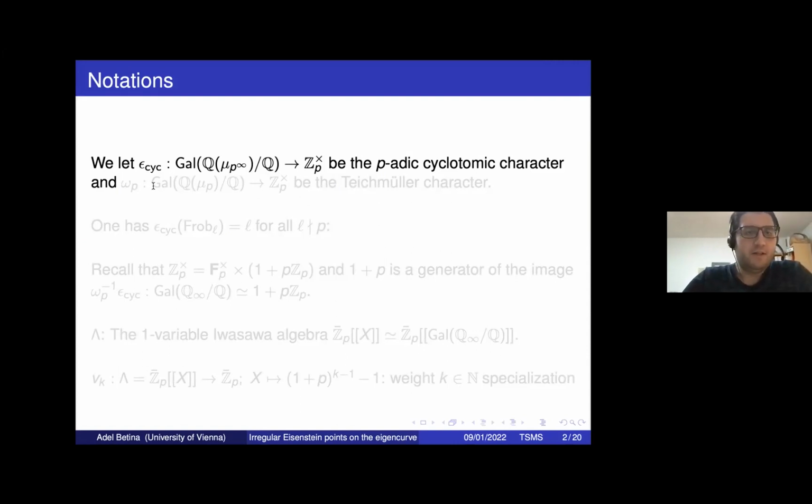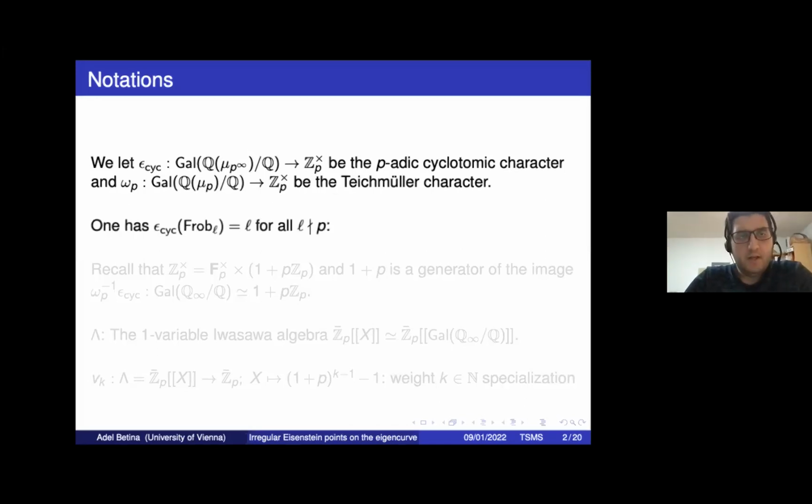So I start with a character called the p-adic cyclotomic character. Here, I adjoin to Q all the p^n-th roots of unity. I get a Galois group isomorphic to Zp star, where Zp star is the units in Zp. And here I have the Teichmüller character, where I adjoin the p-th roots of unity. The main property of the cyclotomic character is the following: it is unramified outside p, and the evaluation at the Frobenius at l is l.